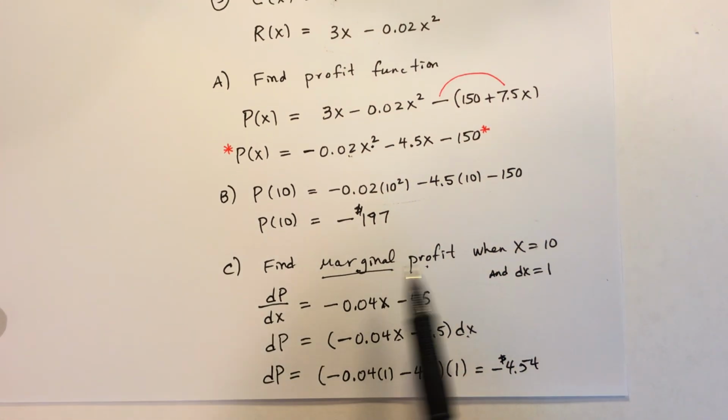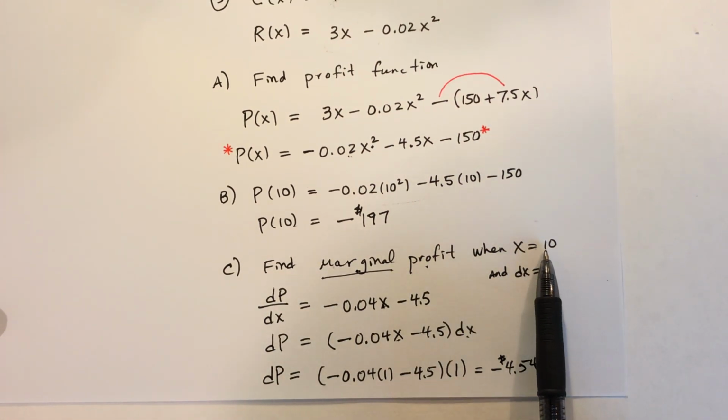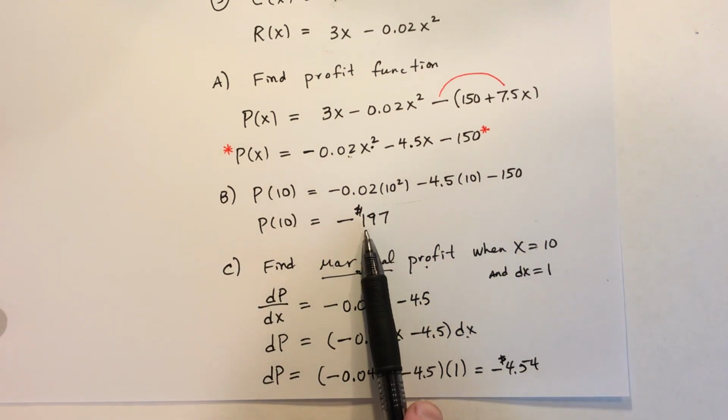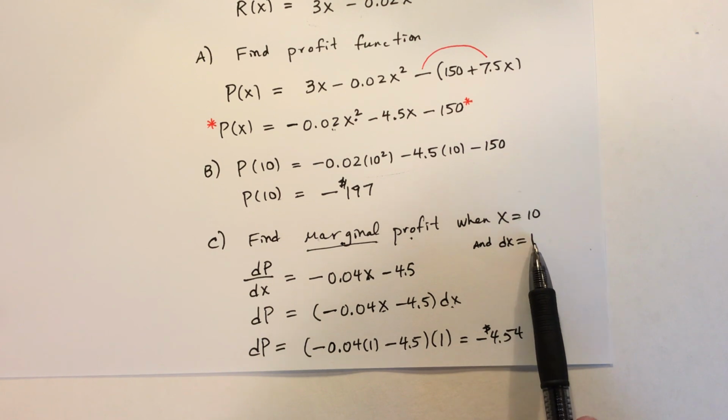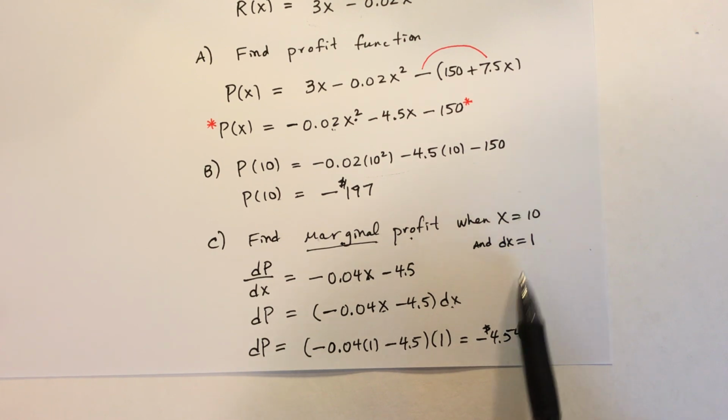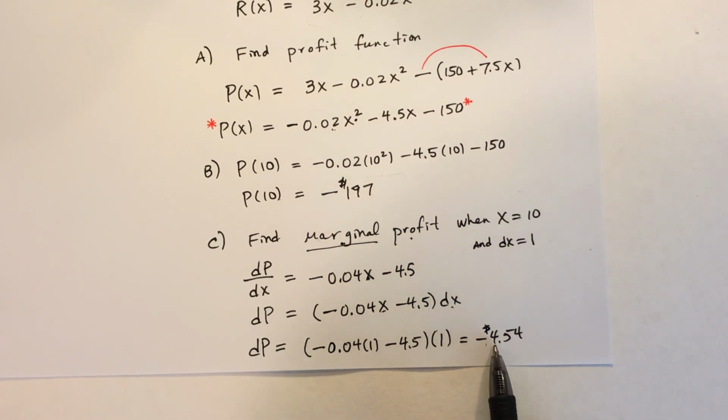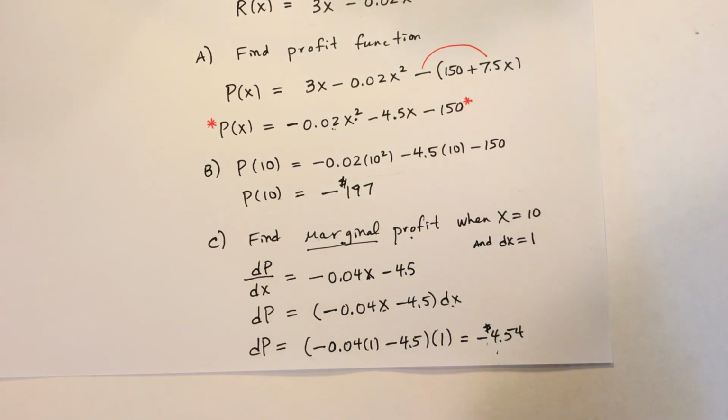So basically what it's saying is when they are selling 10 of these things, they're losing $197. And if they increase their production by 1, they're going to be losing an extra $4.54. Sounds like they definitely need to get into a different business.